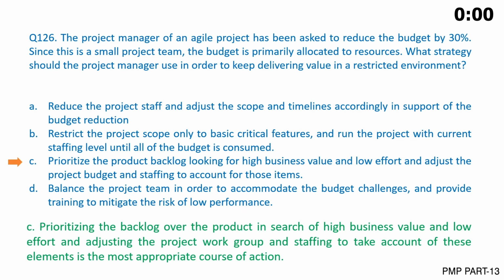The correct answer is C. Prioritizing the backlog in search of high business value and low effort, and adjusting the project work group and staffing to take account of these elements, is the most appropriate course of action.